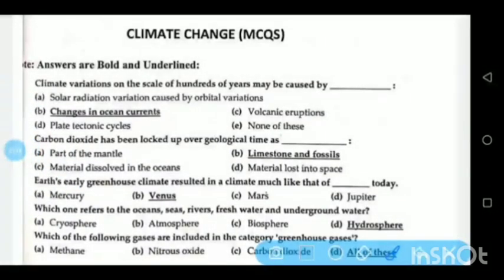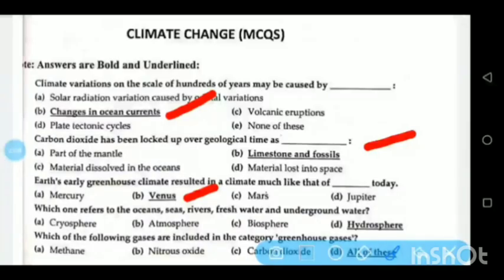Next chapter is climate change. Climate variations on the scale of hundreds of years may be caused by changes in ocean currents. Carbon dioxide has been locked up over geological time as limestone and fossils. Earth's early greenhouse climate resulted in a climate much like that of Venus today.